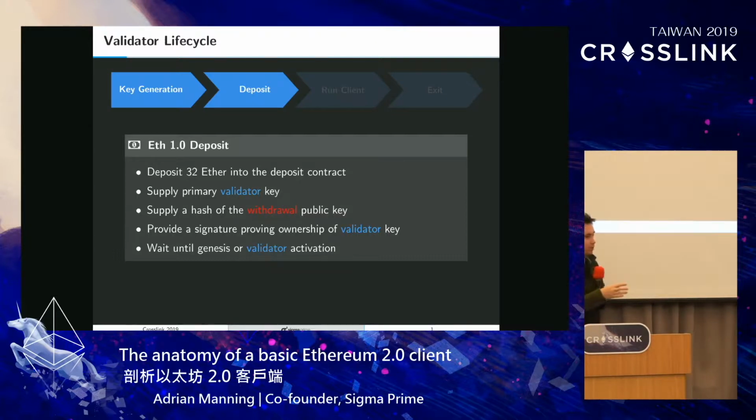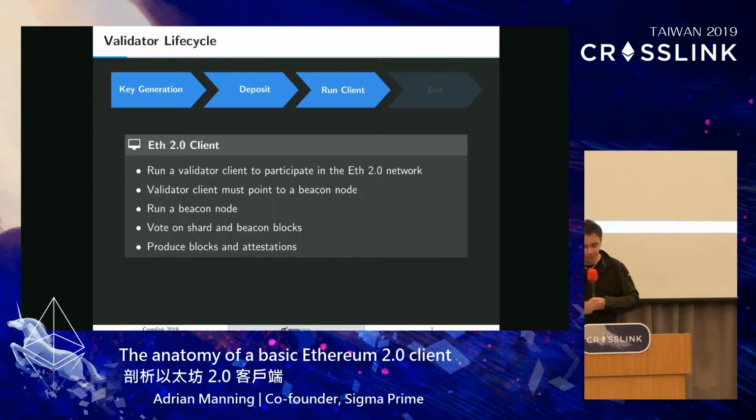Once you've done that deposit, you've deposited your 32 ETH, you then need to wait a period of time. The waiting time is essentially some time for the Ethereum 2 chain to recognize your deposit. You get put into a queue, and then after a period of time, you become activated. Once you're activated as a validator, you then have to actually run some Ethereum 2 clients.